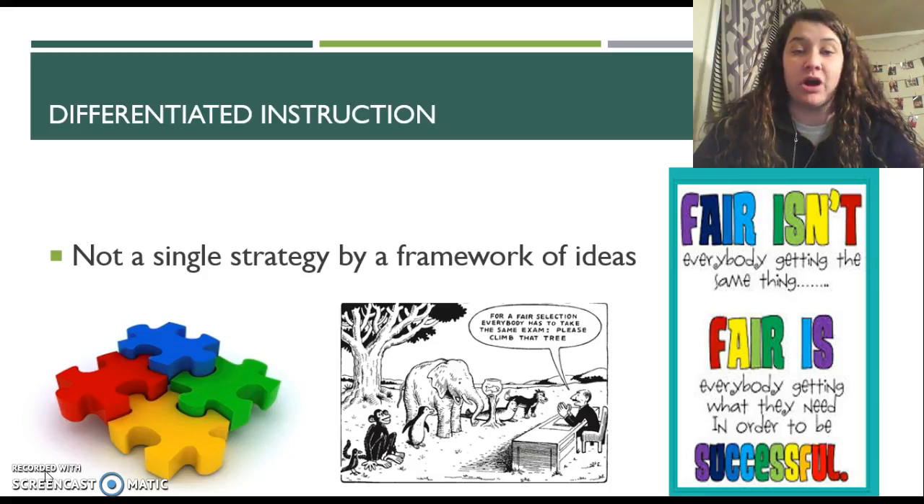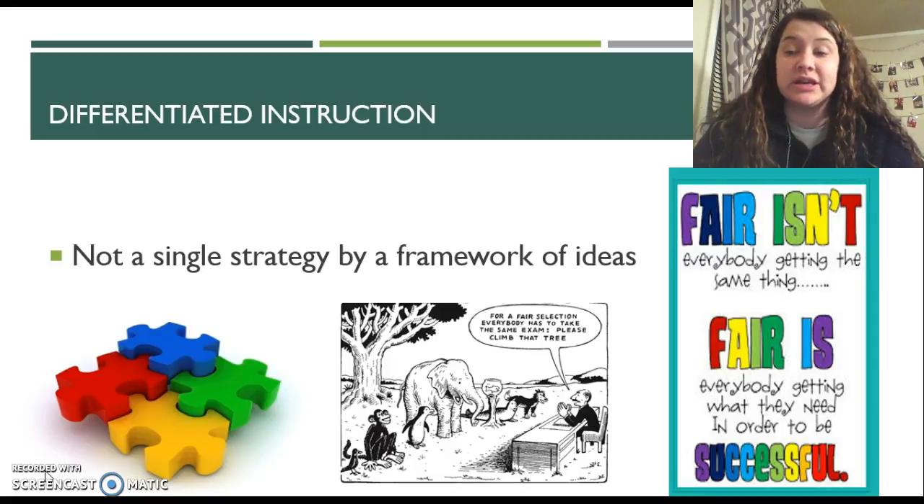Alright, so first off, let's talk about differentiated instruction. This is when teachers adjust their curriculum and instruction to maximize and improve students' learning, no matter if they are average learners, struggling students, students who have disabilities, or gifted and talented students. Differentiated instruction is not a single strategy, but rather a framework of ideas to help students succeed.